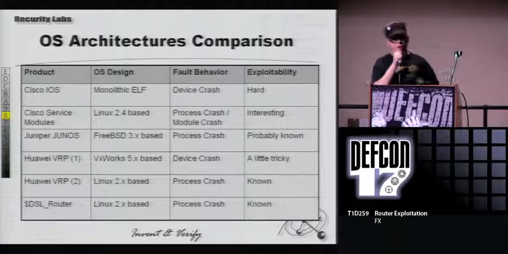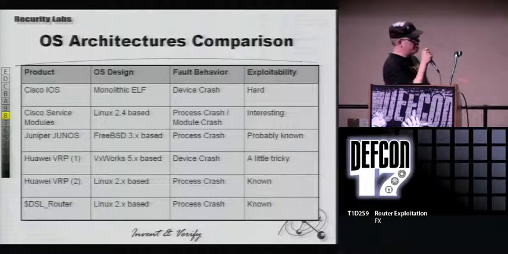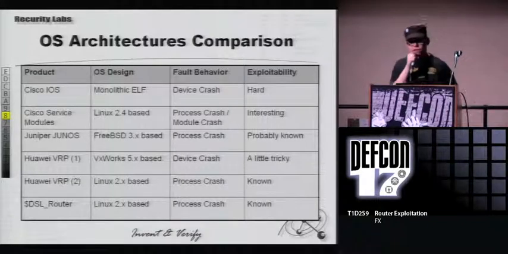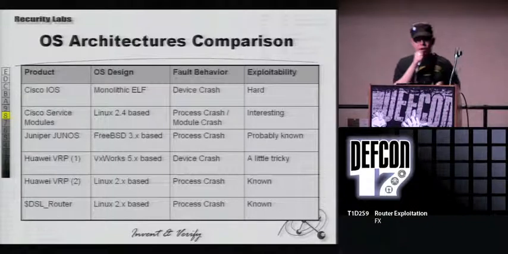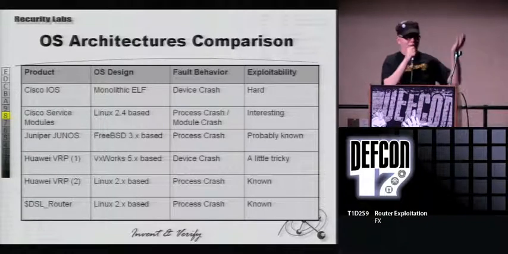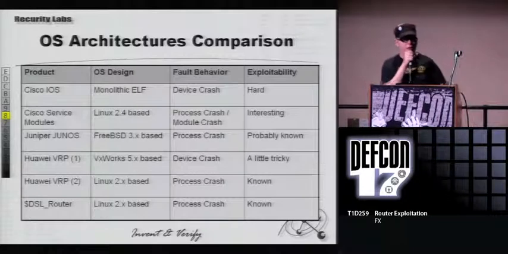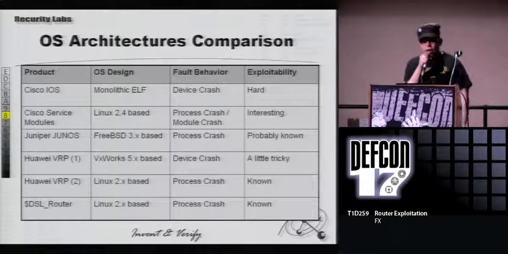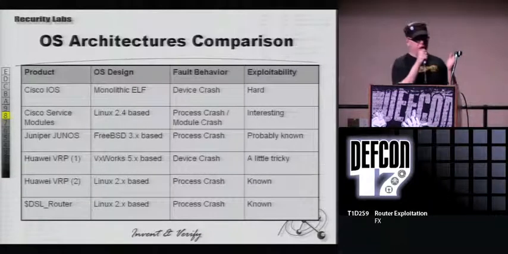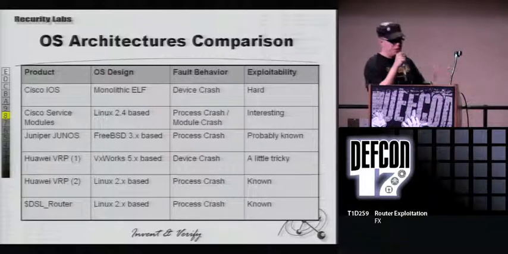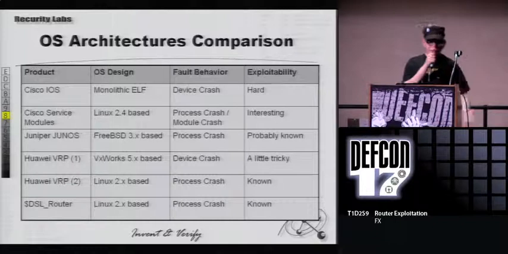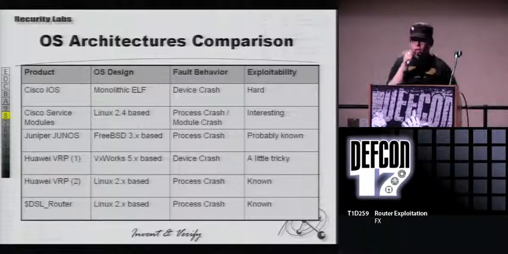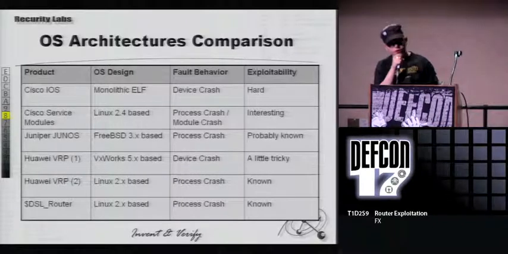Juniper runs FreeBSD. I was told that they actually upgraded to FreeBSD 6. So thanks for letting me know. I didn't know that. And they are a standard Unix, right? You find a vulnerability, you exploit it, bam. Huawei actually runs VRP in two different versions. There's a Linux VRP and there's a VxWorks VRP. VxWorks is a little bit more annoying to exploit. But the Linux one is a Linux one.